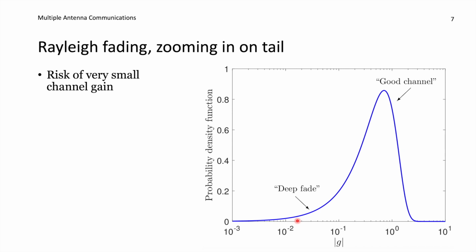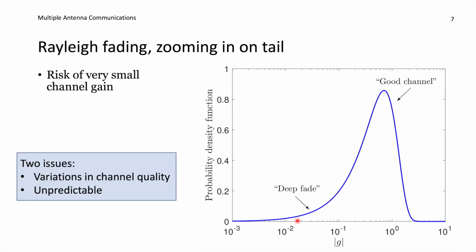So at that particular moment, the signals that are propagating over the different paths are summing up in a way where the real parts are cancelling out each other, the imaginary parts are cancelling out each other, and therefore we get something that is very close to 0. And having a risk of having a very small channel gain, not all of the time, not even that often, but 5% of the time or something like that, is still a problem if you would like to have a reliable communication system. So there are these two issues, the variations in the channel quality and the unpredictability that makes it hard for us to adapt to those channel quality variations.